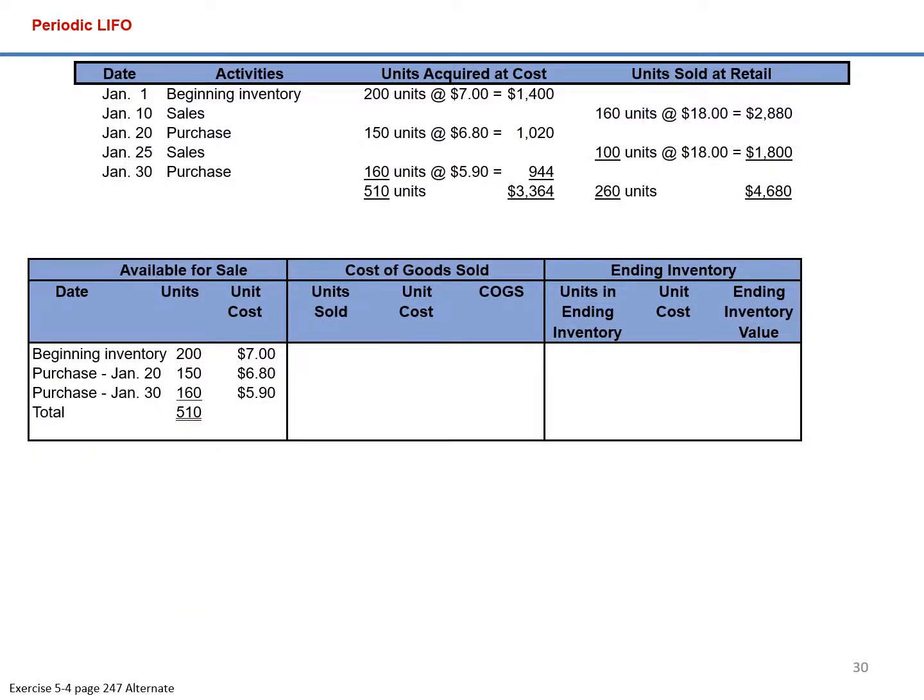Then lastly, periodic LIFO. We're going to sell our most recently purchased units first. So we're going to sell all 160 of our January 30th purchase. Then we're going to sell another 100 from our January 20th purchase, which means we have 50 left in ending inventory from that 150. We have all 200 left in our beginning inventory. Multiply each by the cost.